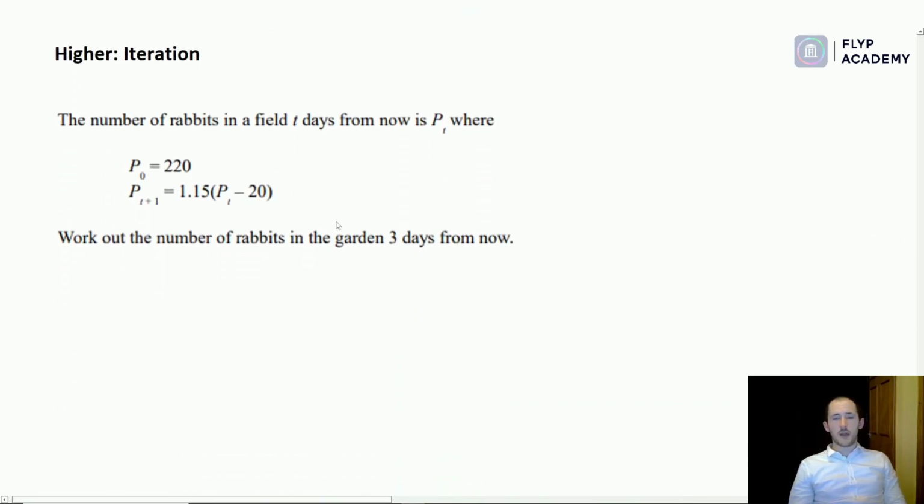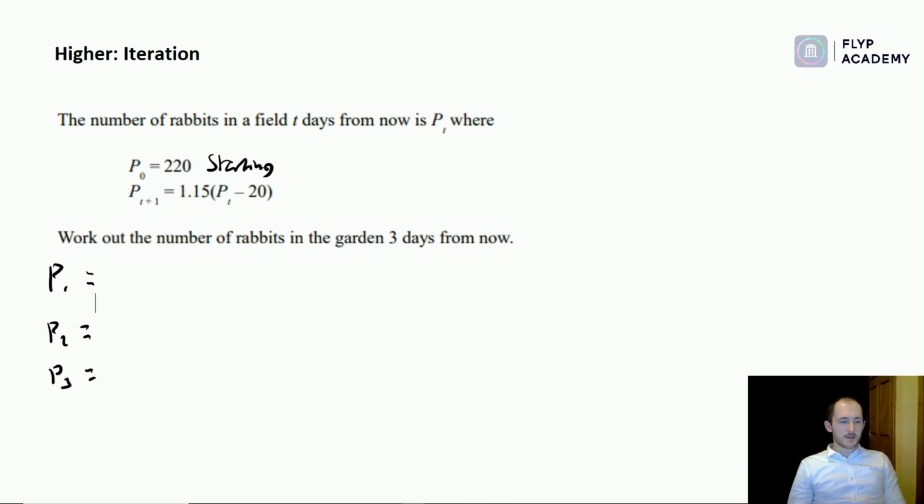For higher only, you have iteration. Comes in a few different flavours, but one of them is like an applied question where it's saying the number of rabbits in a field is pt and p0, so this is the starting value. And then each time you go up, it's going to be 1.15 pt. Okay. So we want to work out basically p1, p2, and p3.